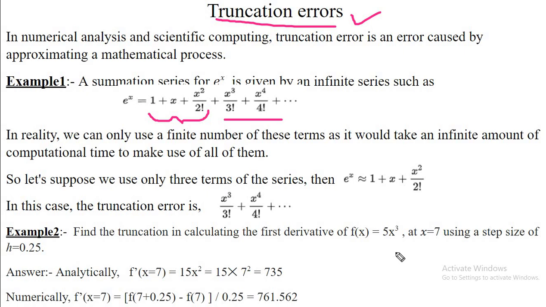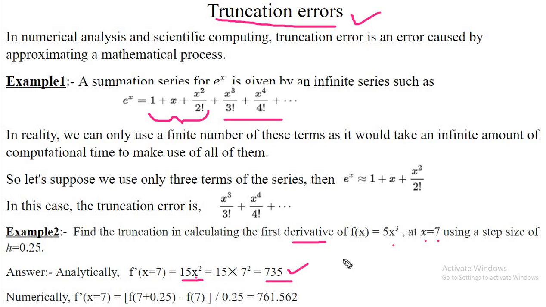A simple way to explain this is to take an example of a function 5x cubed. We need to find the derivative at the point x equal to 7. Analytically, if you have this function, the derivative will be 5 into 3x square, which means 15x square. Now the x value is given as 7, so it becomes 735. So analytically, if you are calculating this, you will get 735.